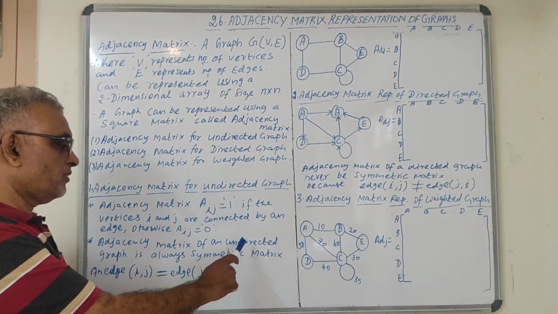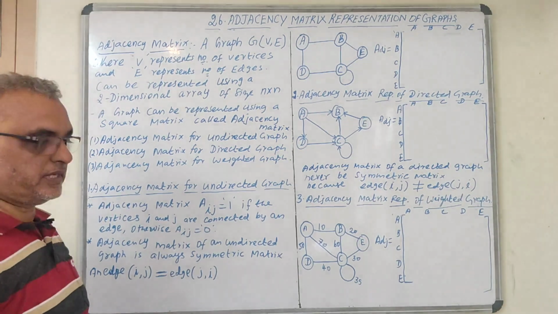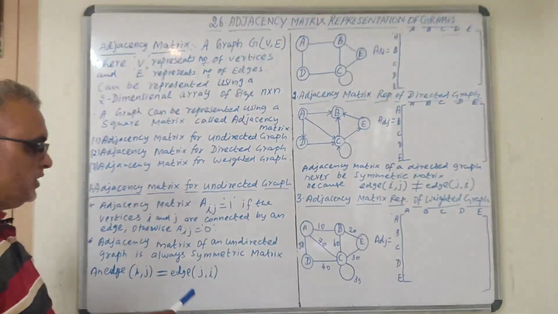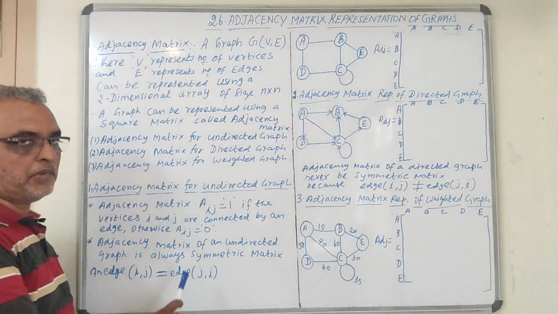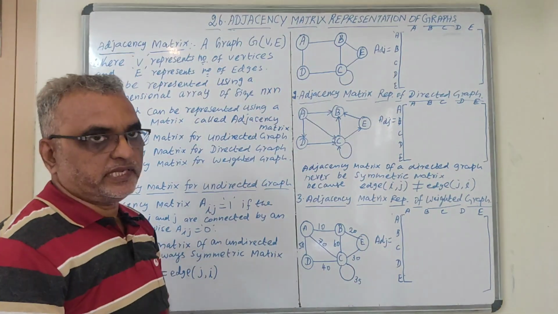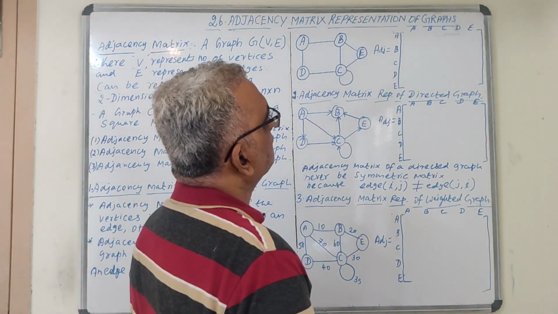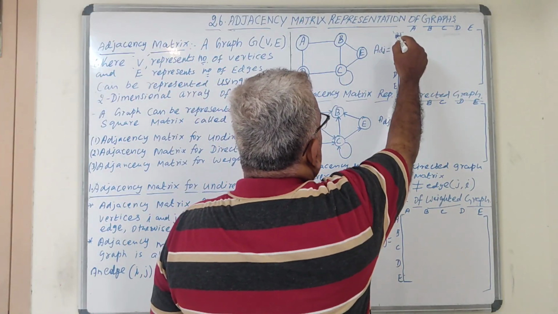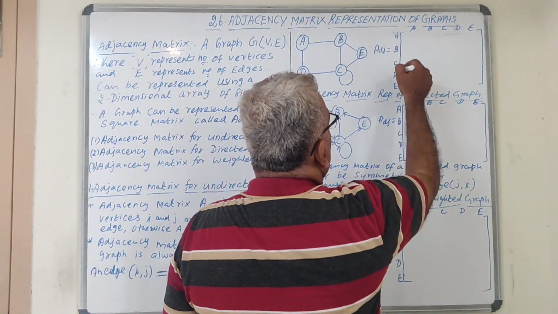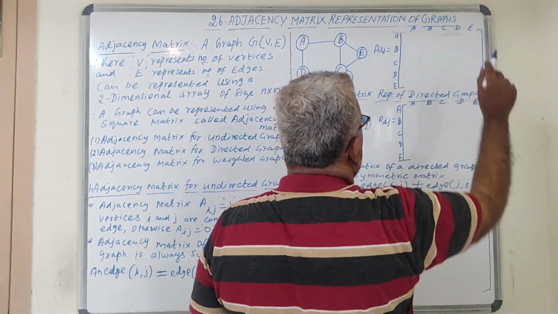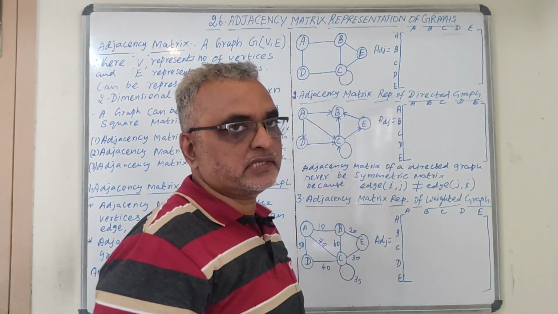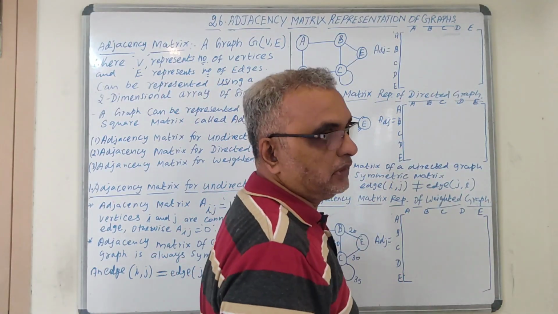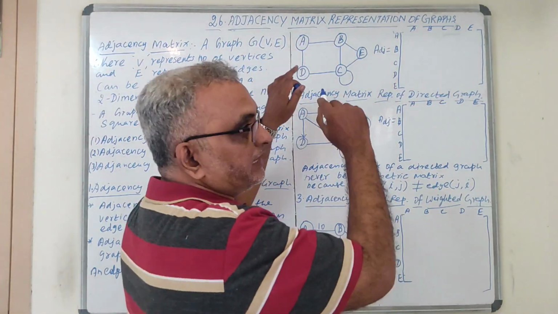The adjacency matrix of an undirected graph is always symmetric. That means the edge A[i][j] is always equal to the edge A[j][i]. Now let us see how to represent the adjacency matrix for this graph. We have taken the vertices as the rows as well as the columns. Totally there are 5 vertices, and we have taken all these values in the rows as well as in the columns. Now we are going to check the connectivity.